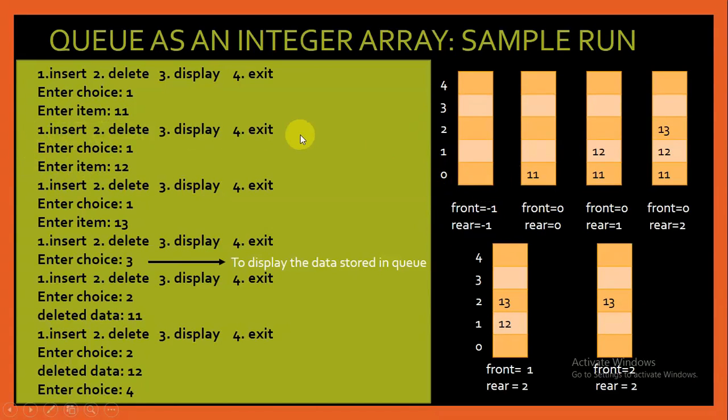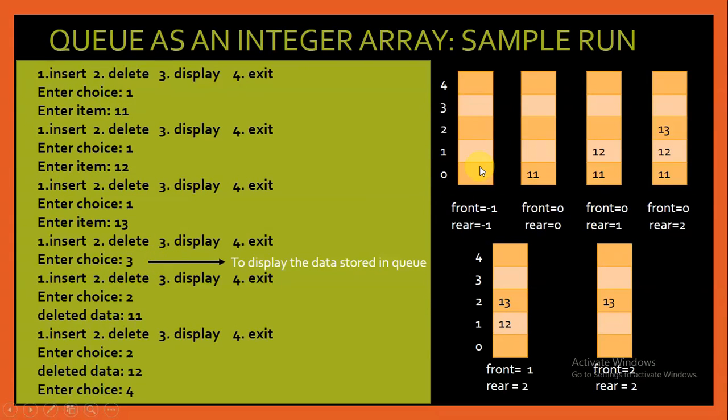Now again the menu will be displayed, and if I enter the choice 1 again, and I'm entering 12 here, so 12 will be entered here. In this case you can see front will remain the same, and only rear will change, and it will be incremented by 1. Then again the menu will be displayed, and if I enter the choice 1 again, and the item value I want to insert is 13, so 13 will be inserted like this. Again you can see front is 0, front will point to this position, and rear is 2, and it will point to this position.